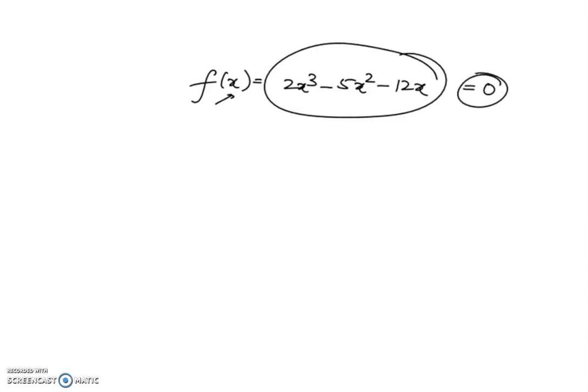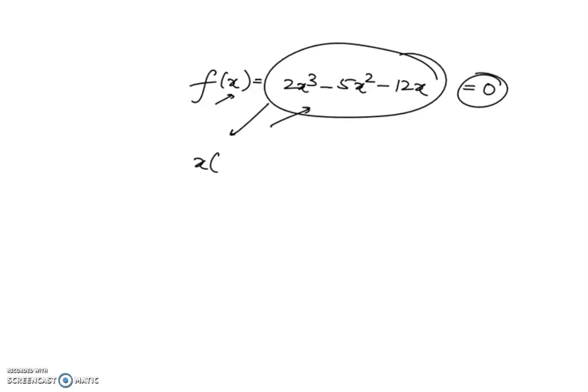So here we're given this function f of x, which is 2x cubed minus 5x squared minus 12x, and we're asked to find the value of x that's 0, meaning if you were to replace that value here, this function becomes 0. So really just a root of this equation. So you can either substitute the answer choices, but that's some work.